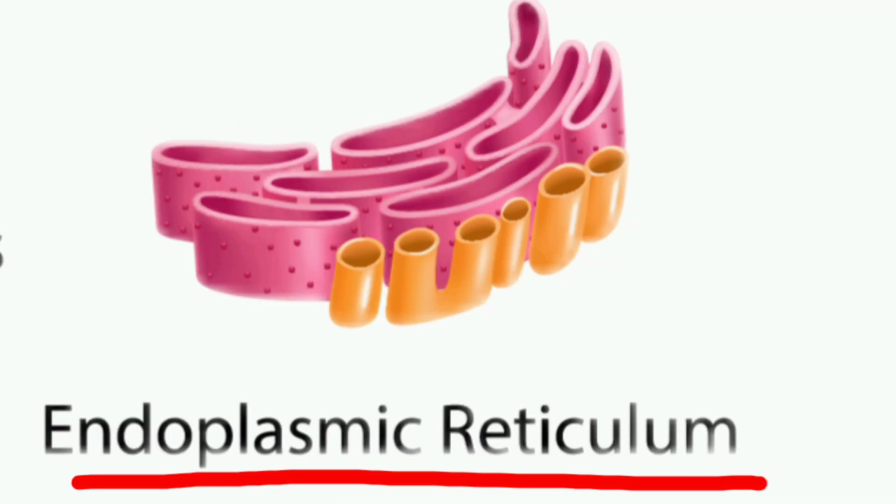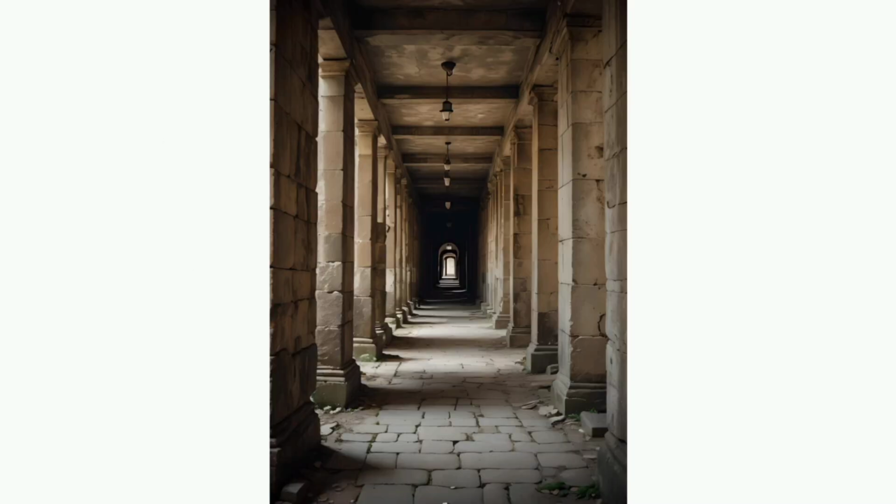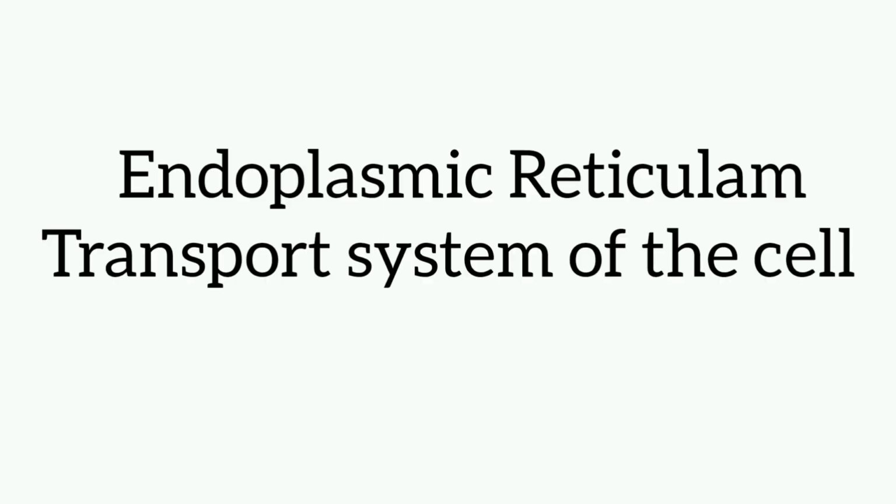Now let us learn about the cell organelle endoplasmic reticulum. To understand the endoplasmic reticulum easily, you can compare it to a system of roads or hallways inside a school or a factory. Just like the roads connect different buildings and allow vehicles to carry things from one place to another, the endoplasmic reticulum forms passages inside the cell for transporting materials from one part to another. So we can say the endoplasmic reticulum acts like the transport system of the cell.